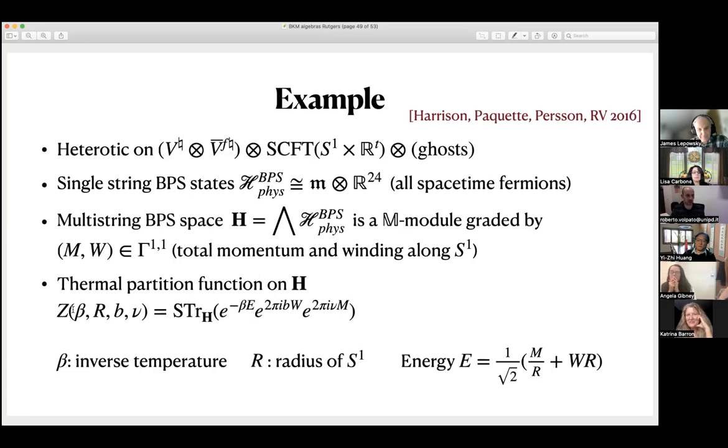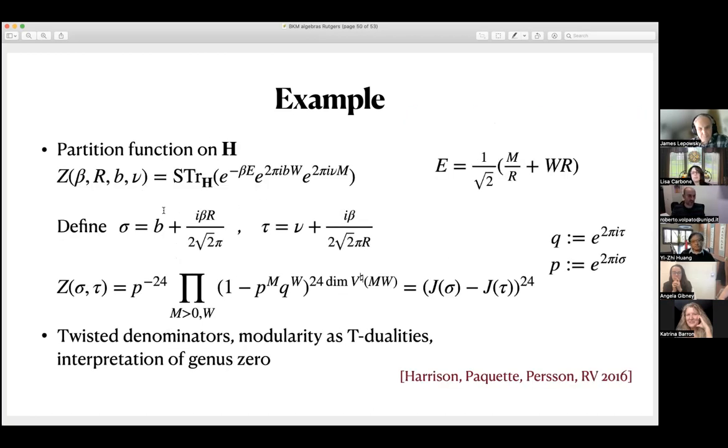Anyway, you can write a thermal partition function for this on these multi-string states. This partition function depends on a temperature, on the energy of your states, and then you can introduce two formal variables, B and U, that keep track of the winding and momentum number. The energy depends on the momentum, winding, and also on the radius of your circle. So this depends on four real parameters: inverse temperature, radius of the circle where you compactify, and these two formal variables, B and U. You can rearrange these four real parameters into two complex parameters. And as a function of these two complex parameters, what you get is just the denominator of the Borcherds-Kac-Moody algebra to the power 24. The power 24 is because you have 24 copies of it from the single string state.